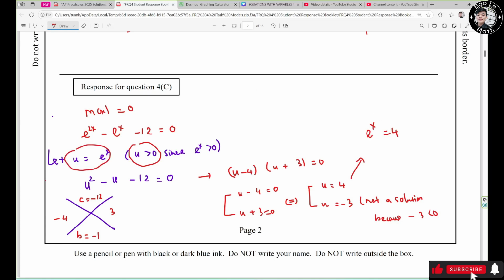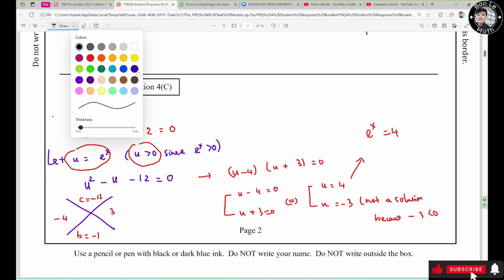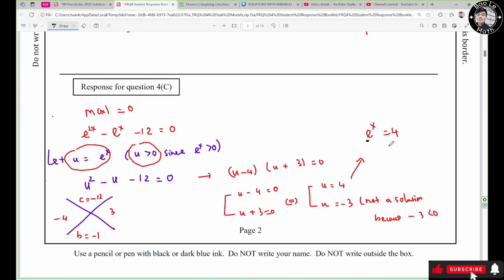Now look at the base right here, the base e. So I need to take the natural log of both sides. So natural log of e to the s equals natural log of 4. Now I bring s to the front, so s natural log of e equals natural log of 4. Natural log of e equals 1, so s equals natural log of 4. This is the final solution.